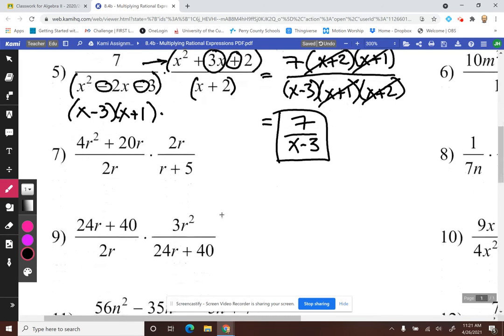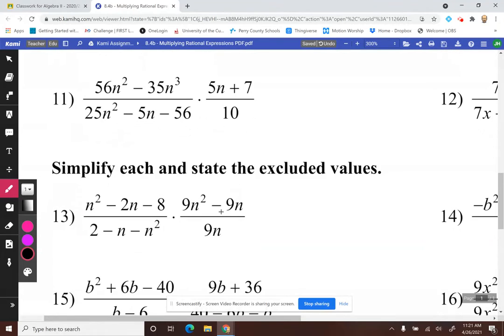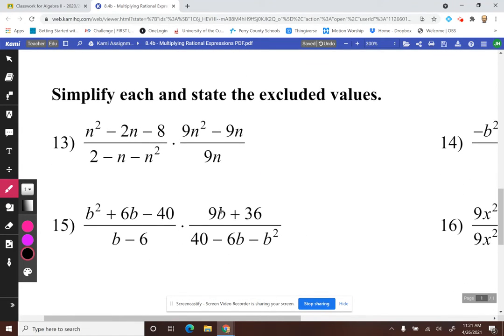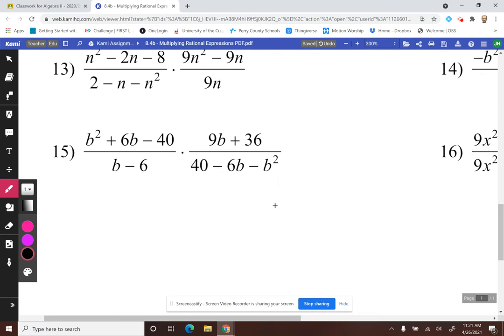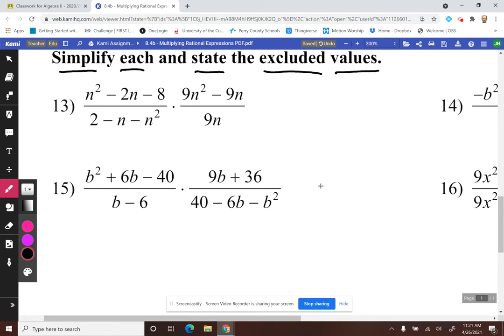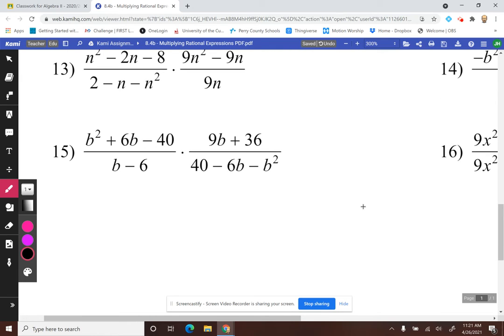So let's move to one of the more difficult ones. It's actually number 13. And notice here that it says we not only need to simplify each, but we need to state the excluded values, okay? So this is going to be quite a problem. We'll work a little bit of it here, and we may have to work down the page. It is actually that long. Actually, I'm going to copy this problem down here just so we have it, and we'll work it out down here at the bottom.